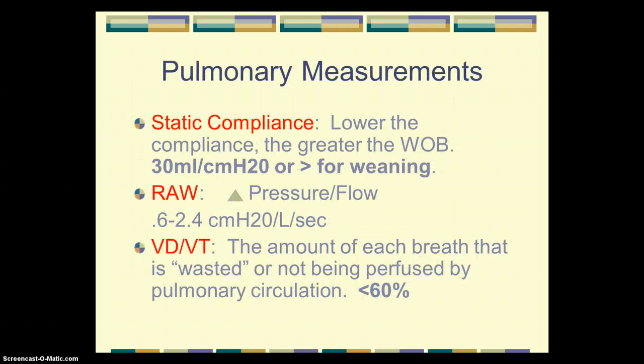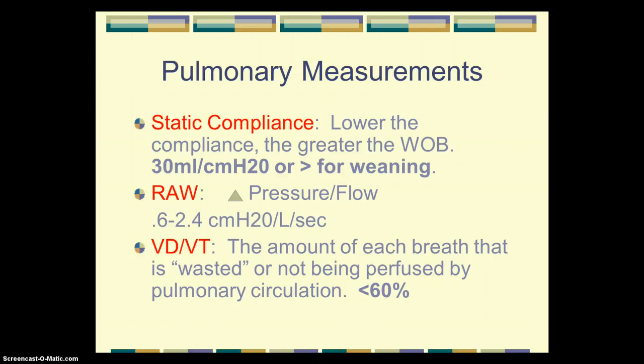Pulmonary measurements are very, very important. We always do, of course, our ESC, or effective static compliance, whenever we do our vent checks. The lower the compliance, the greater, of course, the work of breathing for the patient. Negative 30 centimeters of water, of course, it should be for weaning. We note static compliance every time we do a vent check, and we should be noting the number, and note especially if that static compliance starts to drop for a patient. Raw is also very important, especially for our asthmatic patients. Normal is, of course, 0.6 to 2.4, and that's very important. I can't stress that enough for our asthmatic patients.